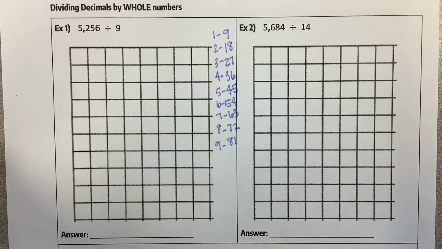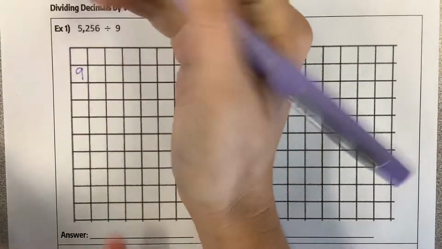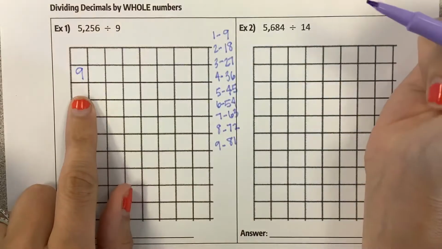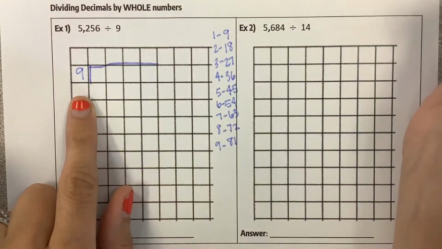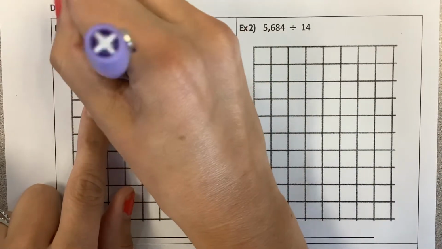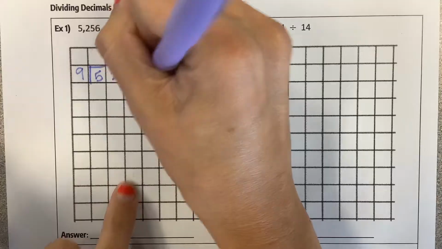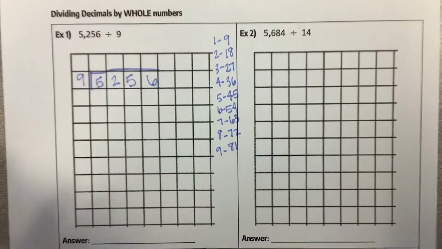And now I'm going to set up my problem. So we're dividing by 9. I'm going to write that here on the second row. And then I'm going to draw my long division sign here, and enter the number 5,256. So when we are doing long division, you can think of it this way.